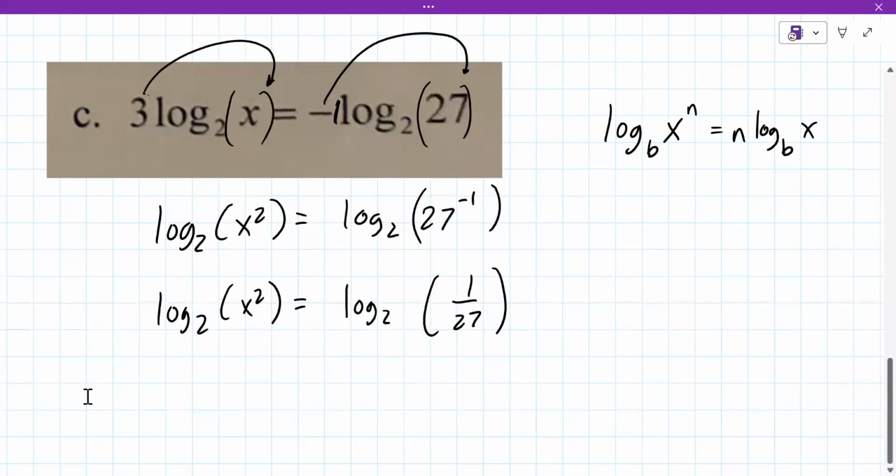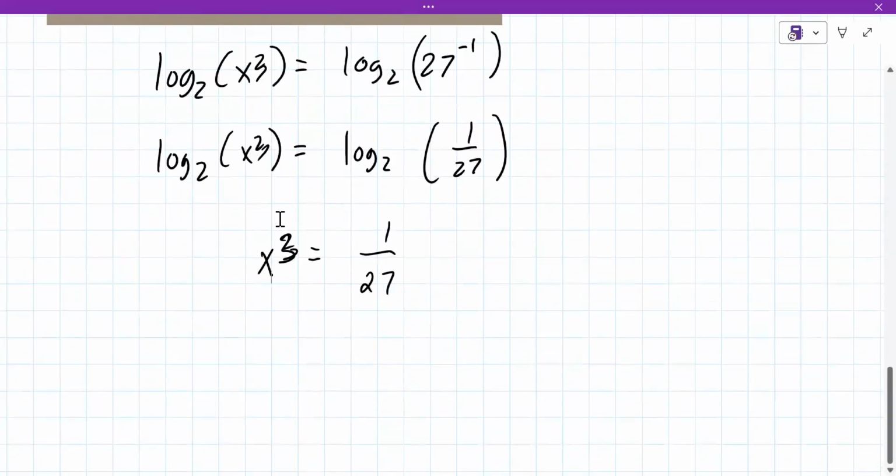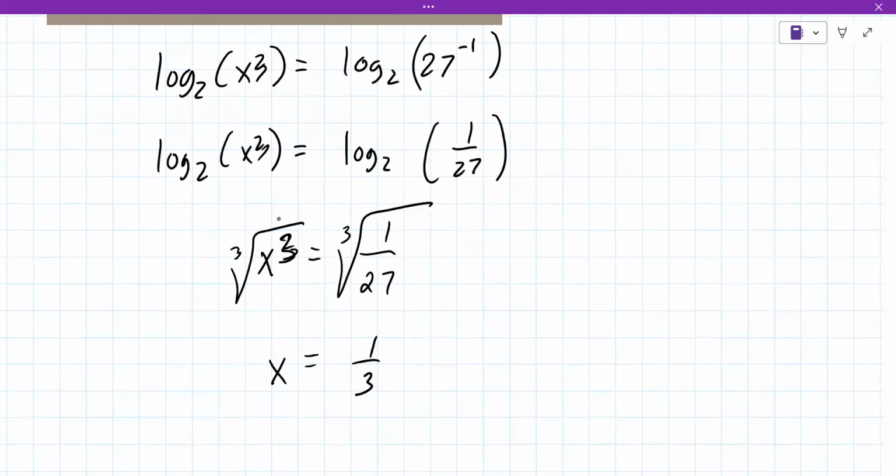And because they both have a log base 2, or really any base, but because the logs are the same, you can set the part inside equal to each other. I'm sorry, that's a cube, not a square. Apologize. All right, now to undo a cube, use a cube root. Cube root of both sides, so x equals 1/3.